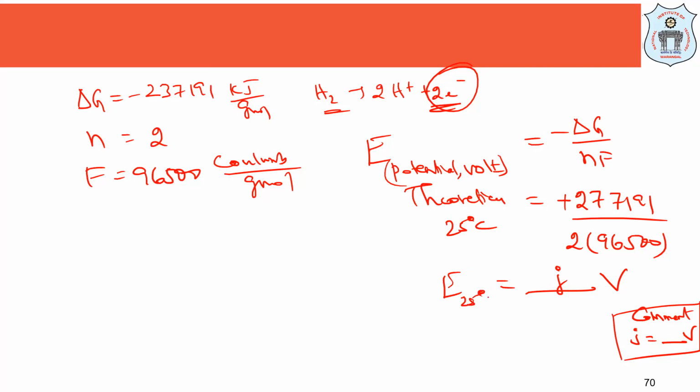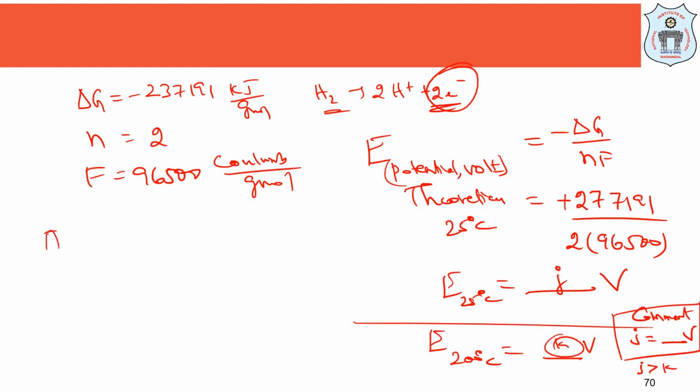E at 25 degrees Celsius. When you want to calculate the same at 200 degrees Celsius, obviously you are going to get some K voltage, and this J is greater than K. That means the value will decrease with increase in temperature. So this is your theoretical voltage.